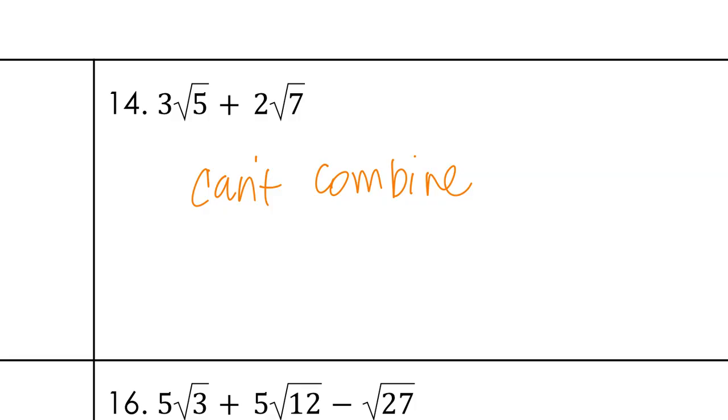Wait, Miss Adam. So it doesn't matter about the number outside the radical. It just matters about the number inside the radical. The index would also have to be the same. So if I had like a square root 2 and a cube root 2, I couldn't combine those. So the outside number doesn't matter. But once they match, the outside number is what I'm adding.